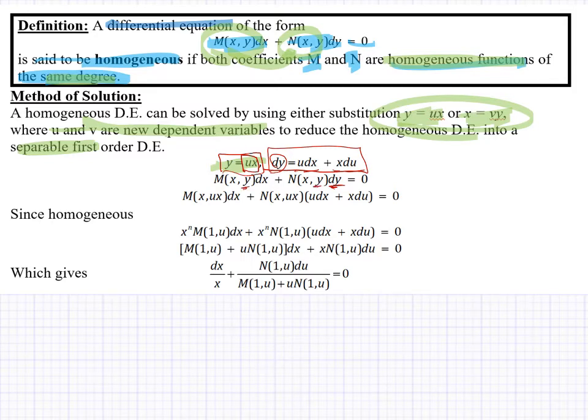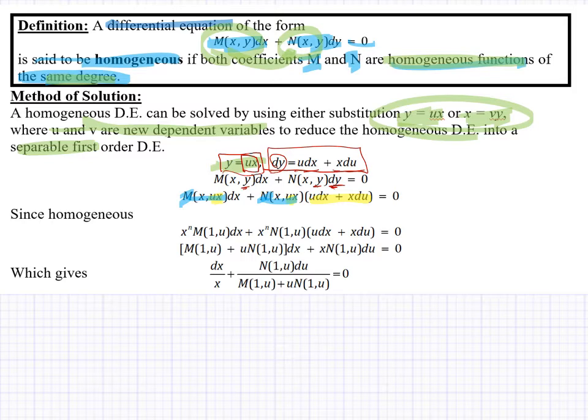And so we replace y with u times x, and dy with u dx plus x du. So now this is the new equation we're going to be looking at. But remember, M and N, these functions here and here, are homogeneous functions. Even after the substitution, they're homogeneous functions.